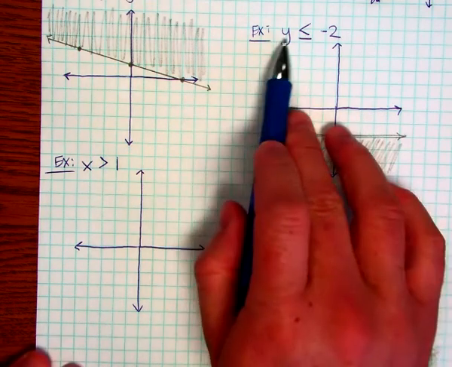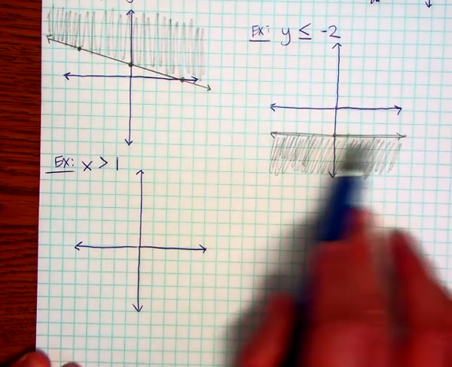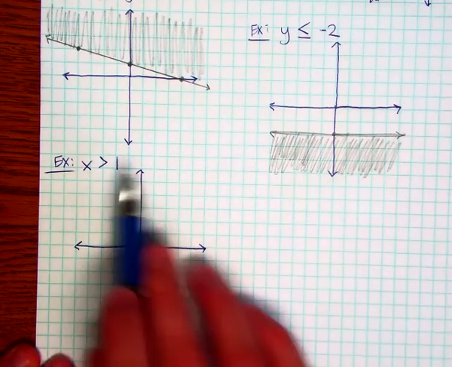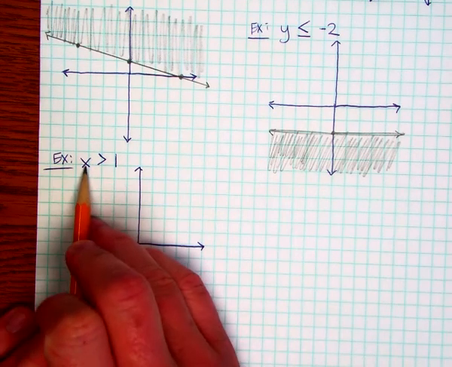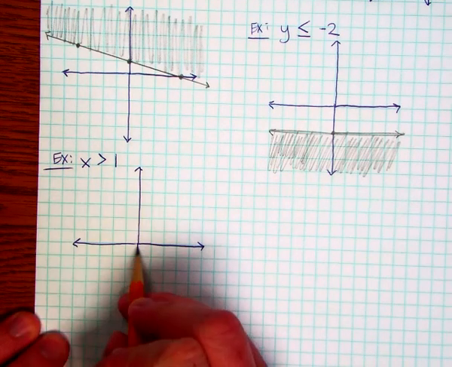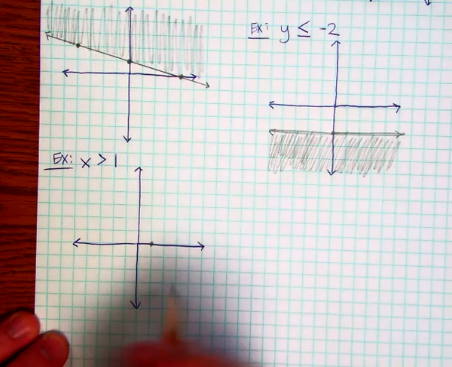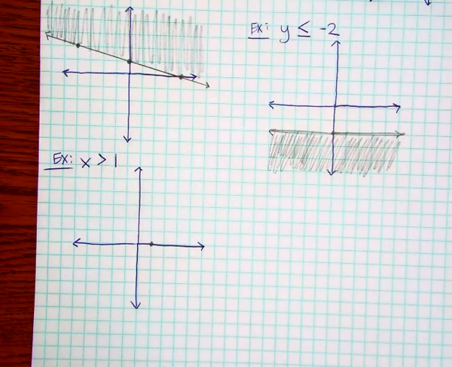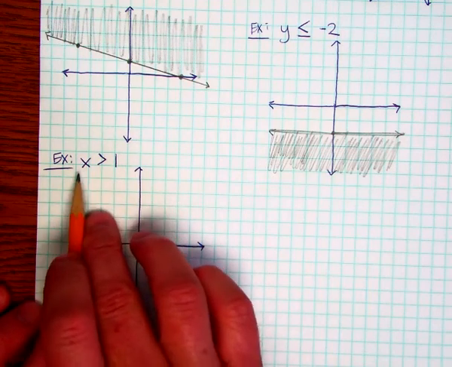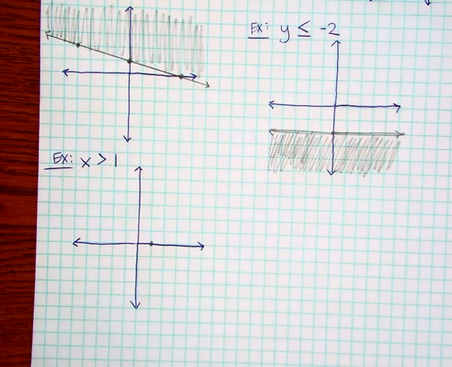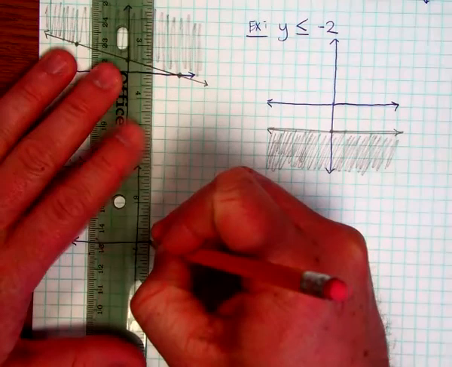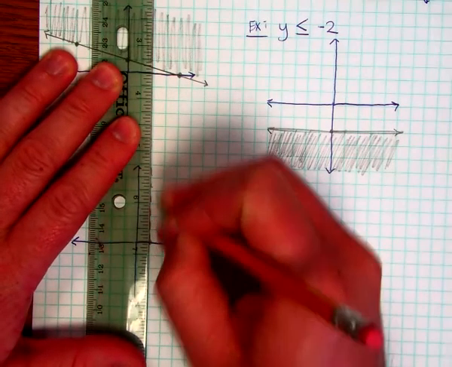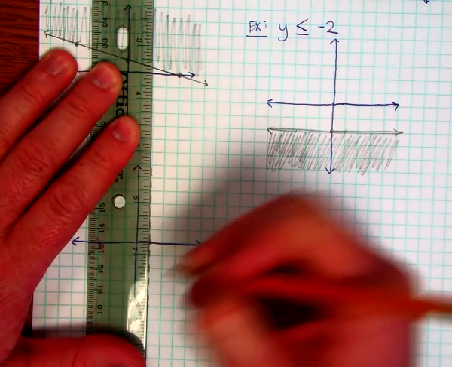When I had y and then no x, I got a horizontal line. Here I have x but no y. It's going to be a vertical line. So here's what I do. I say on the x-axis at positive 1, that would be right here, I'm going to make my first point. But since there is no y, it's just x, this is going to be a vertical line. It's not underlined, so it's going to be dotted. So I'm going to go ahead and make my dotted line.